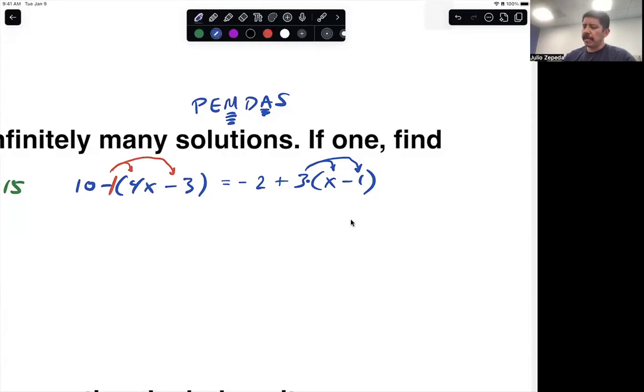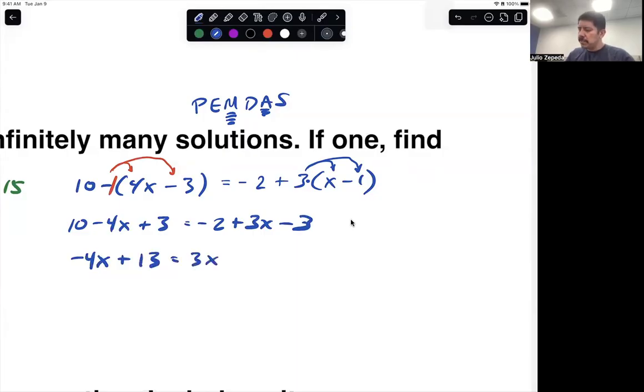Okay, so we end up with 10 minus 4x plus 3 equals negative 2 plus 3x minus 3. Now let's combine like terms. Negative 4x, 10 plus 3 is 13. 3x, minus 2 and minus 3 give us a minus 5. And then we can move the terms around.